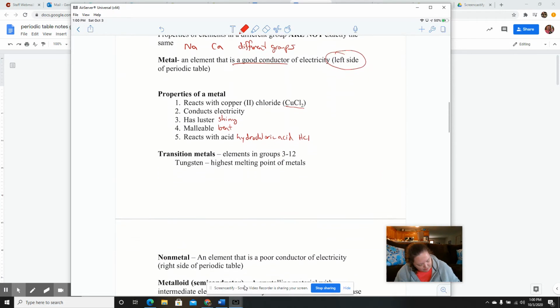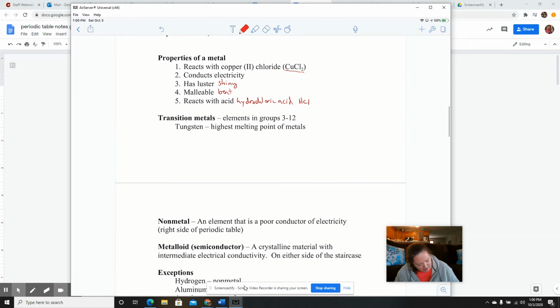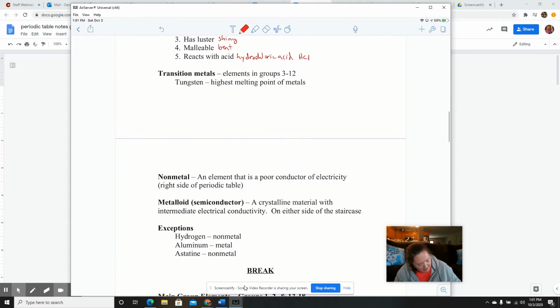Some particular information, transition elements. Tungsten has the highest melting point of all of the metals on the periodic table. Little extra information for you. Non-metals are poor conductors of electricity, and they are on the right side of the periodic table. And I'm going to go through the periodic table and show you where metals, nonmetals, and metalloids are, okay?